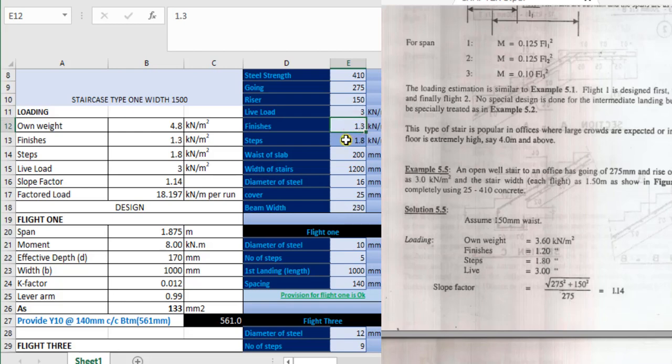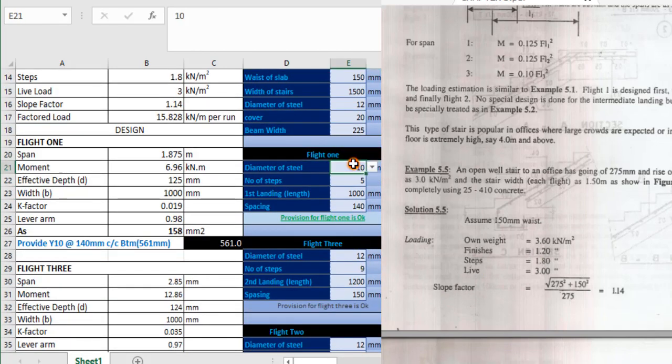The finishing load we have is 1.2. The waist of the stairs we are using is 150, and the stair is 1.5. The diameter of steel is 12. The cover is 20. The cover they are using is 20, and the beam they are using is 225.